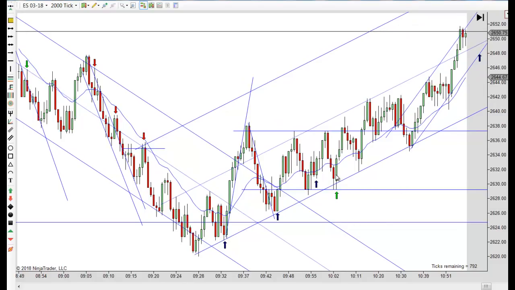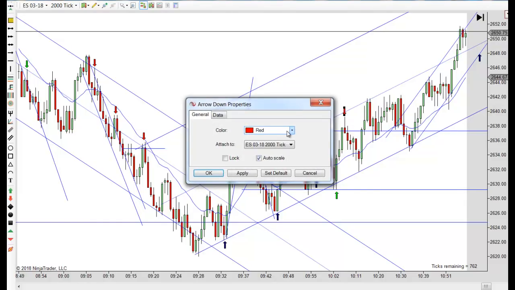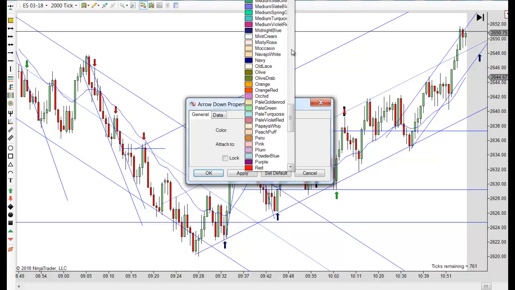You might have considered this short as well. It's a failed break higher, but you generally want a lower high and you don't get one. I'm okay making that one green because there's no doubt we're going sideways at that point.